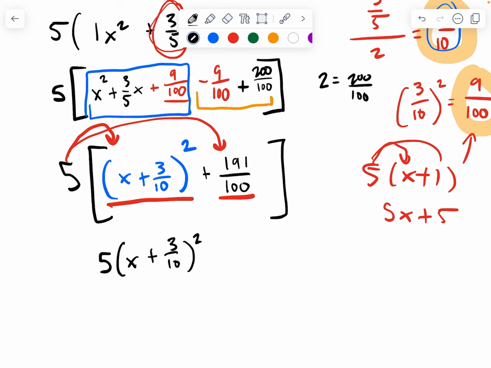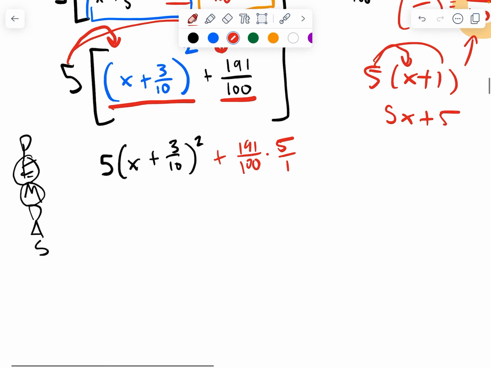Because of PEMDAS, because of the order of operations, we cannot multiply before the exponent is gone. So we can't bring the 5 into the parenthesis until after that square is gone. But the whole reason of completing the square is to get a parenthesis squared. You're not removing it. We're just going to put the 5 in front, and that's totally fine. All right, for the second one, all we're doing is the plus 191/100ths times 5. That's technically a 5 over 1, so it multiplies into our numerator here.